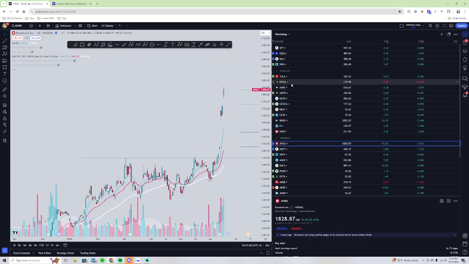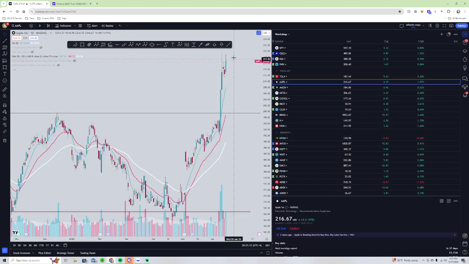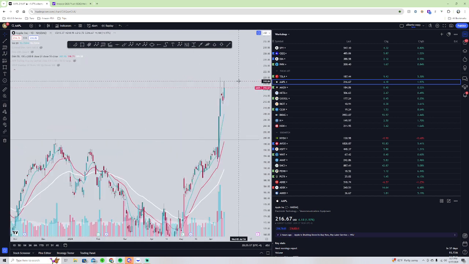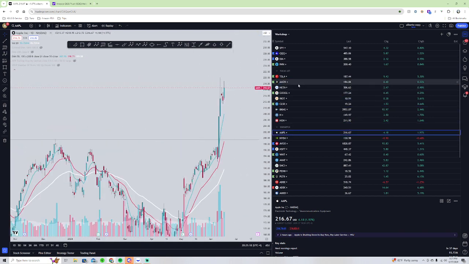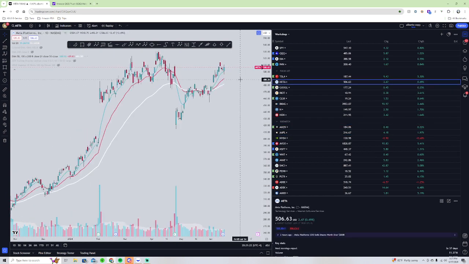AVGO is definitely going to be on the side watch, a little bit extended. Nvidia definitely going to be on the side watch. Now Apple is interesting, but looks a little bit extended, so probably going to be on the side watch. Amazon probably going to be on the side watch.